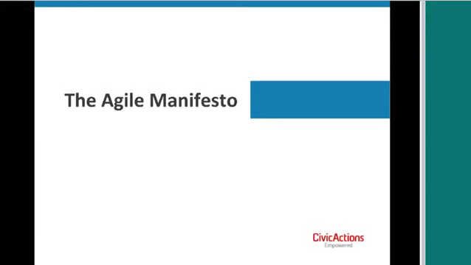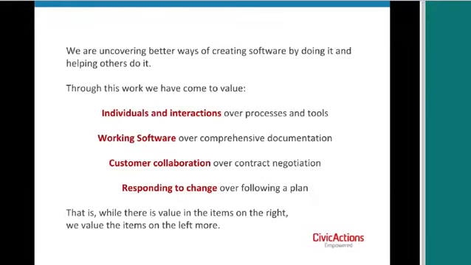So this is the Agile Manifesto. I just heard a presentation last week where they said that they drafted this in about an hour and then argued for a long time after that. But the Agile Manifesto says, we are uncovering better ways of creating software by doing it and helping others do it. Through this work, we have come to value individuals and interactions over processes and tools, working software over comprehensive documentation, customer collaboration over contract negotiation, responding to change over following a plan. And that is, while there's value in the items on the right, we value the items on the left more.